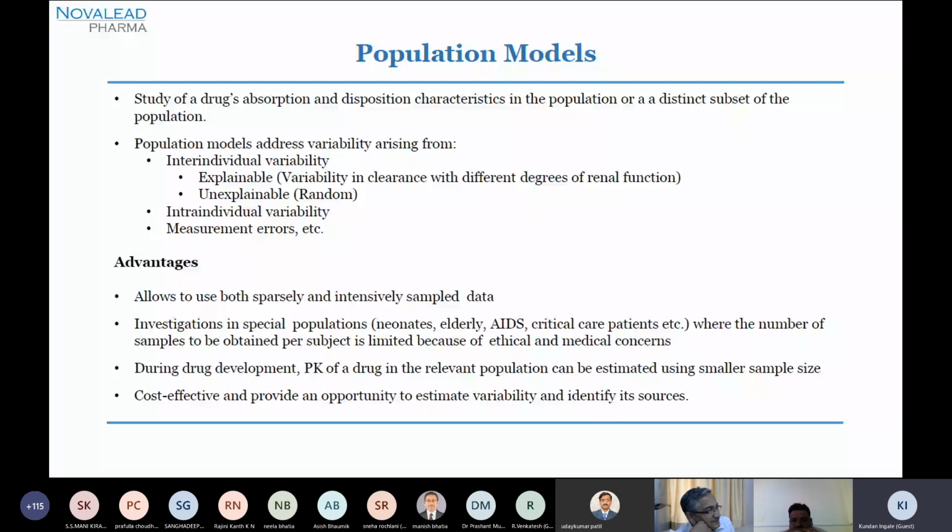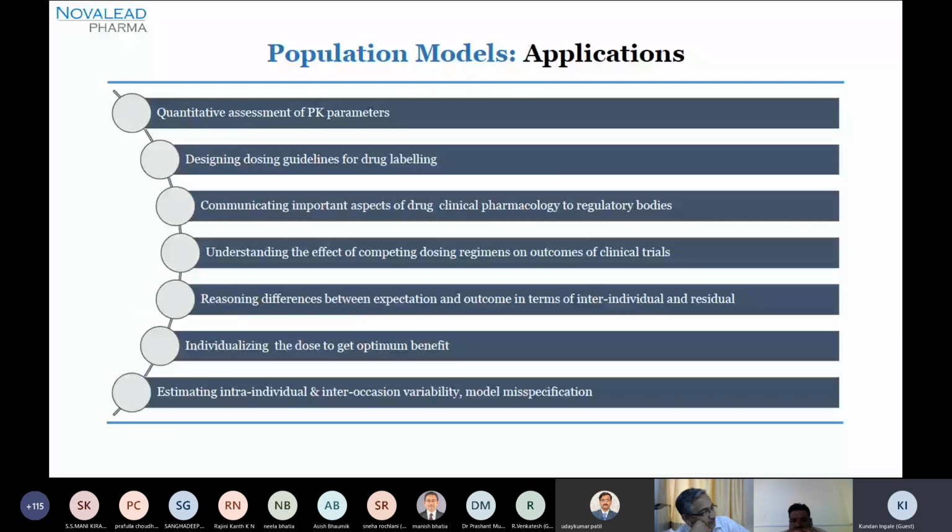Now, applications. Most of the applications we have already discussed. You can get a quantitative assessment of pharmacokinetics over a huge population. These population models could also, unlike any other PK modeling, help you in defining the dosing schedule. You can also communicate these results to the regulatory bodies. They are acceptable. Then understanding the dosing regimen, that I have already talked about.